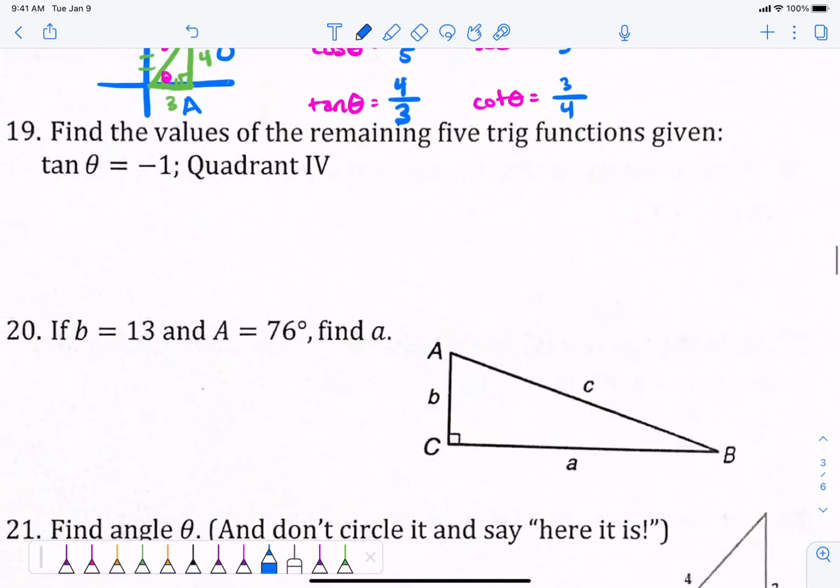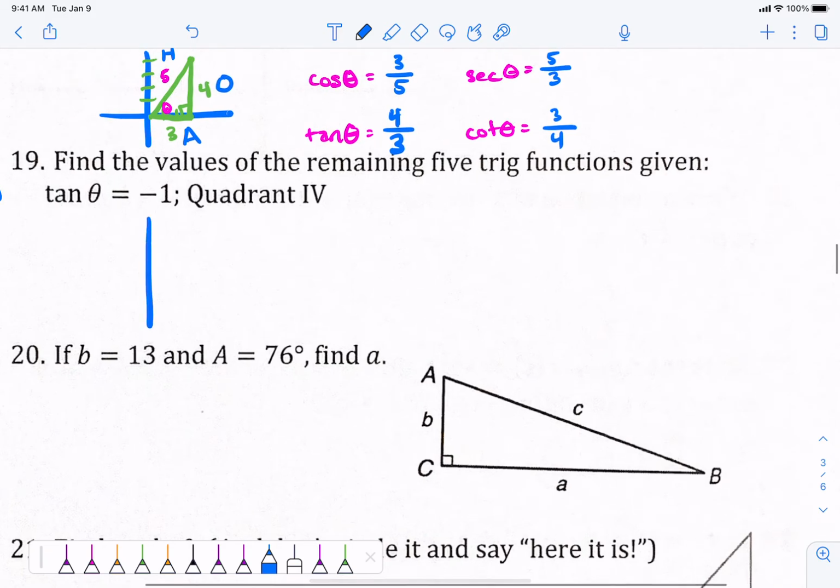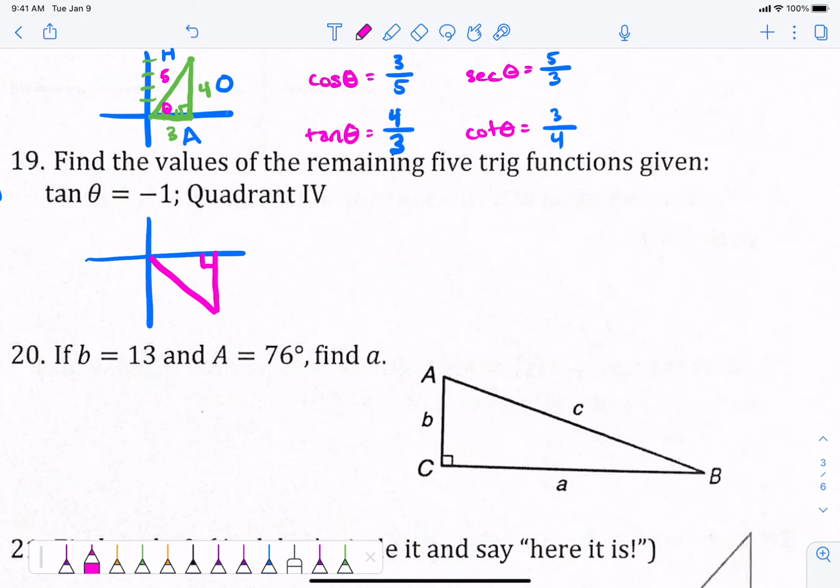Find the values of the 5 remaining trig functions given that tangent is -1 and we're in quadrant 4. So let's start with a triangle in quadrant 4. And we make him a bow tie, and there's what he looks like. Tangent of the angle is -1, but what is -1 as a fraction? -1 over 1, and tangent is opposite over adjacent, right? So that means my opposite side is -1, my adjacent side is +1.